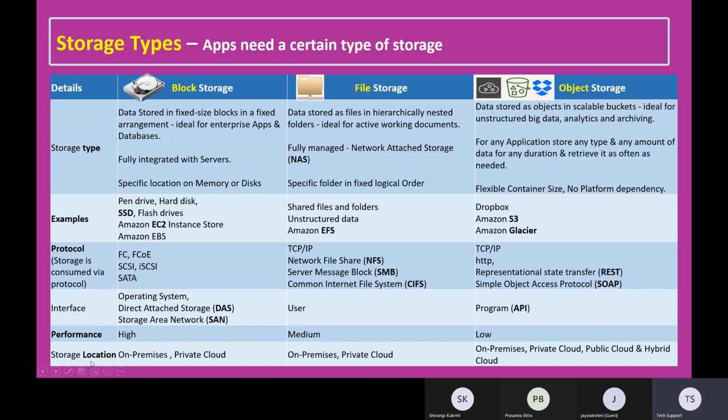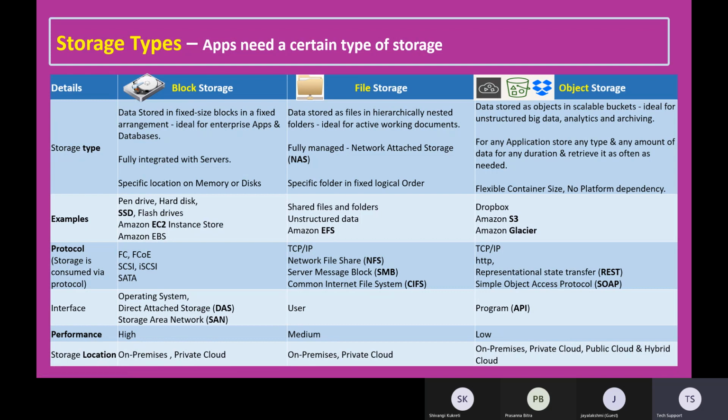And storage location. Normally the location for block storage is on premises. On premises means within the office environment, and we can also use it in a private cloud environment. Private cloud means it is dedicated to only one organization. Whenever we are using dedicated infrastructure, that is nothing but a private cloud. For file storage also, we normally use on premises and private cloud. Object storage can be used on premises, private cloud, public cloud, and hybrid cloud.